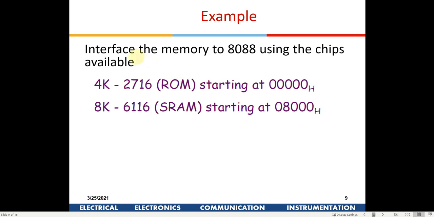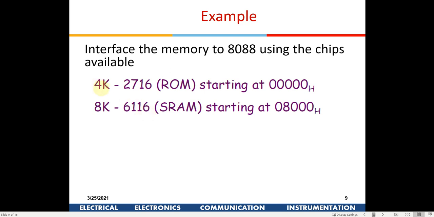Okay, so the next example out here is to interface memory to 8088 using chips available. You need ROM. All these are 2K chips: 2716 and 6116. This 16 stands for 16 kilobits of memory, right? So 16 kilobits divided by 8 gives you 2K bytes. Both of them are 2K chips. So this is 2K ROM, and this is 2K SRAM.